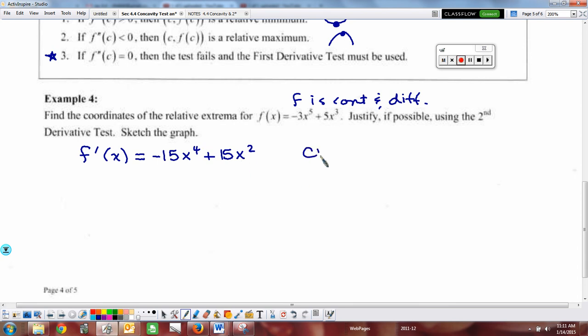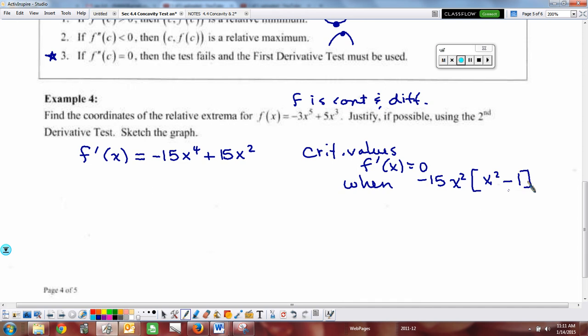I immediately find my critical values from that first derivative. That would be where that first derivative equals 0. And I'm going to go ahead and factor while I'm there. Let's pull out a negative 15x squared, which would leave me with x squared minus 1. And so x would equal 0 or plus or minus 1.